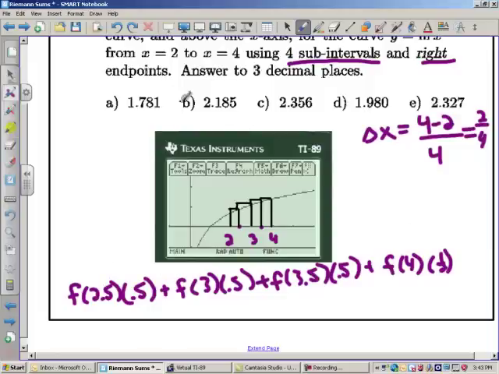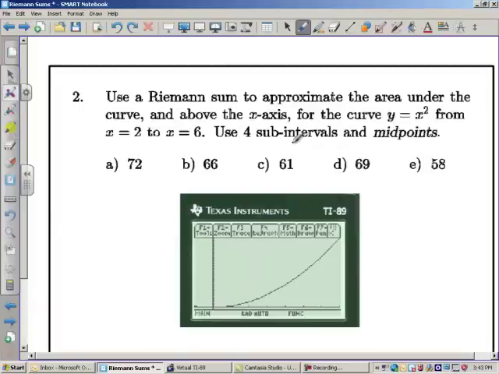So I'll let you use a calculator and do that. Just wanted to show you a reminder. So now we're going to do a new one. We're going to use a Riemann sum, and this one is going to be midpoint. So I want to show you an example of that.